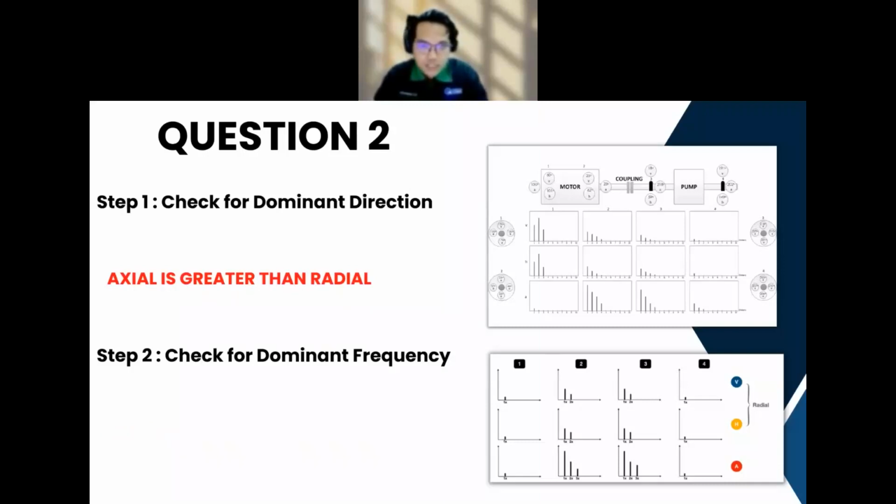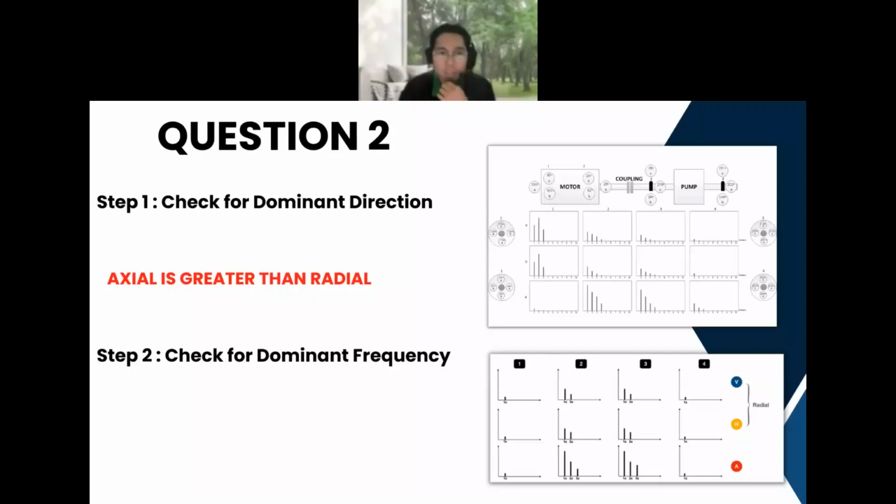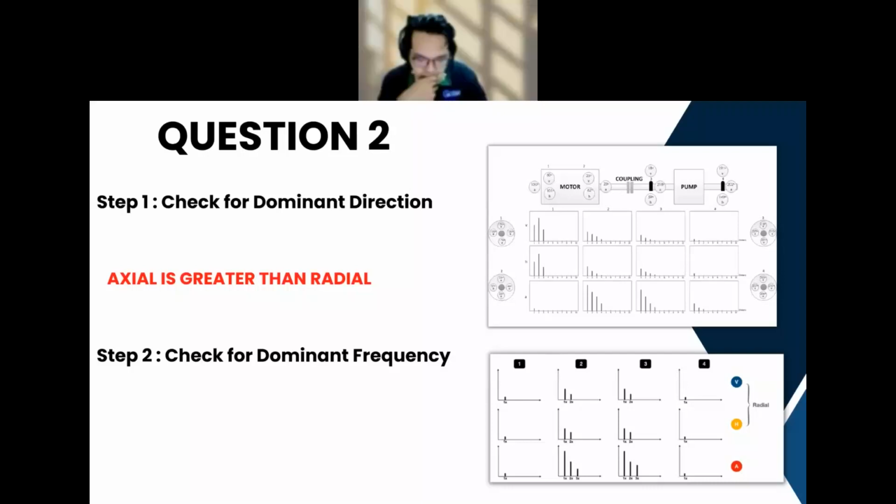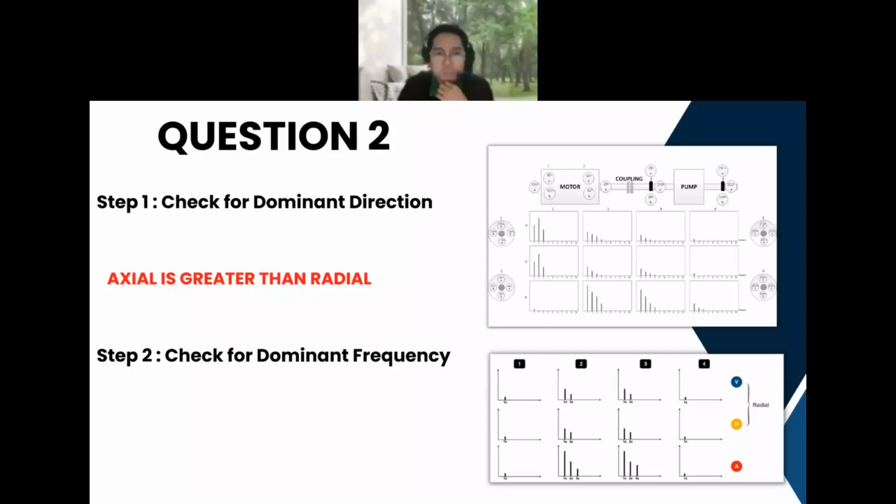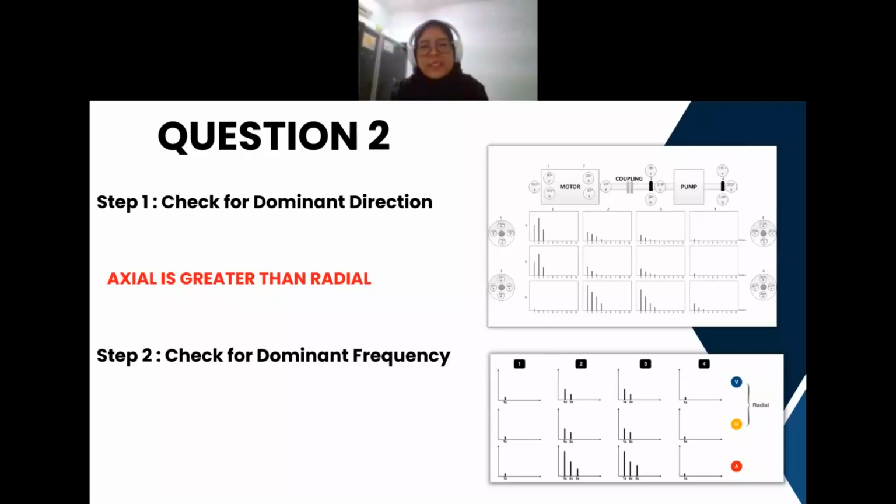So maybe we can try to assume what this question is more about. I think maybe we can assume angular misalignment, or maybe a top bearing problem. How about the others? I think it can be maybe a bent shaft. Yes, it can be a bent shaft too. I think both of those possibilities are true. So maybe we can proceed with step 2, check the dominant frequency.